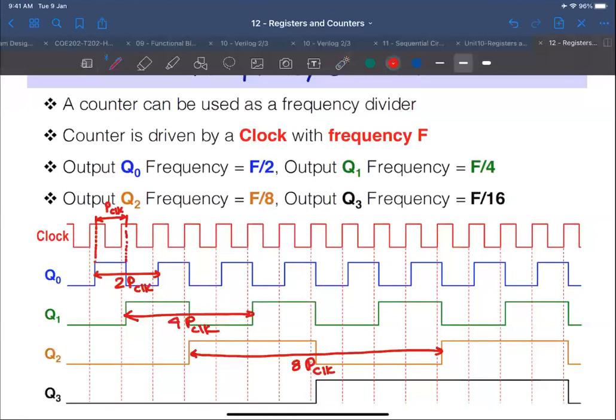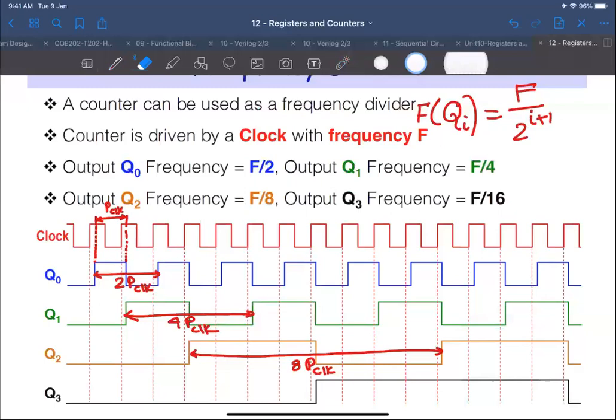So what about Q sub I? What is the frequency of Q sub I? Anyone can tell me? Frequency of Q sub I is F over what? 2 to the I plus 1. Excellent, 2 to the I plus 1, yes.